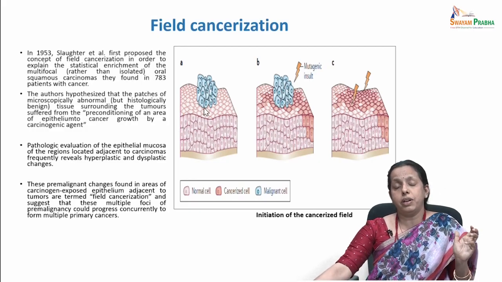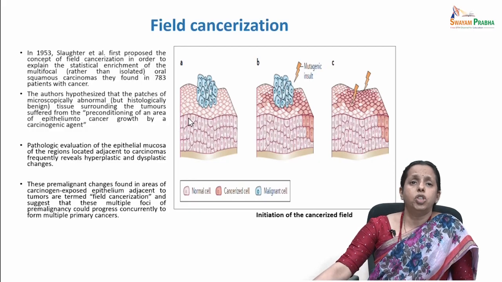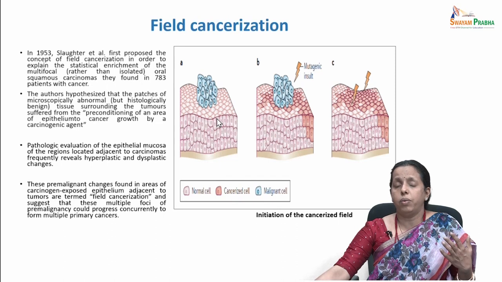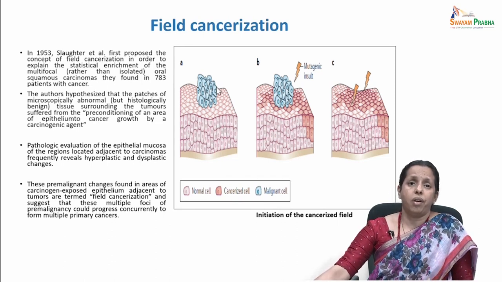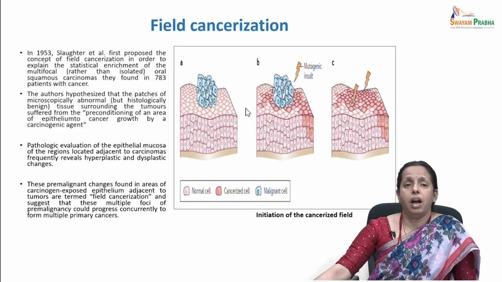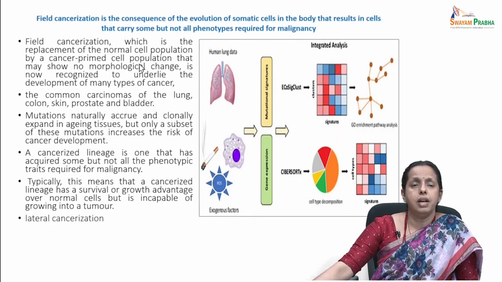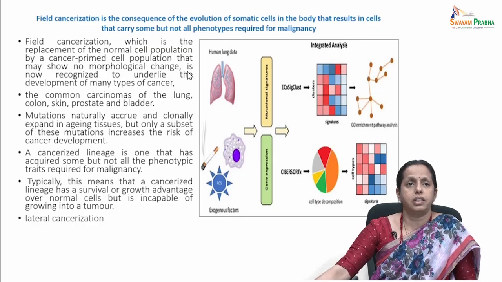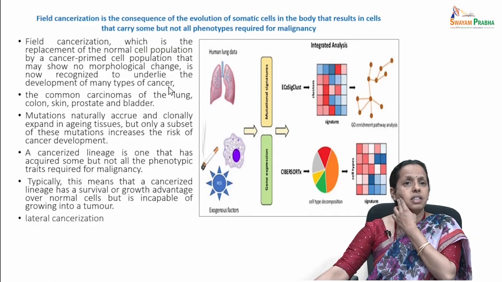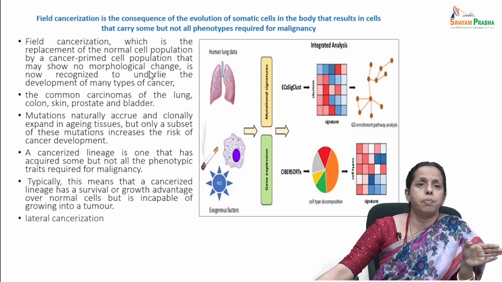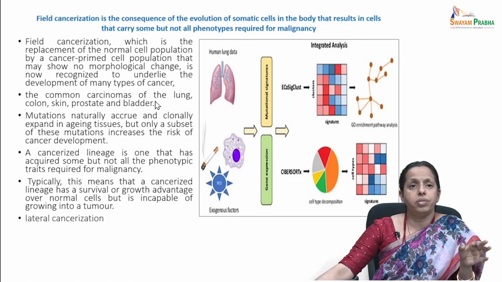Now, if you remember in my earlier lectures, I was mentioning that to grow from this stage till this stage, it may vary from, for example, 1 year to 5 years or even 10 years. At this stage also, if our repair mechanisms are all functional, this is a bit reversible. This is the replacement of the normal cell population by a cancer-prone cell population that may show no morphological change. But it is now recognized that field cancerization is a prelude to the development of your cancer.